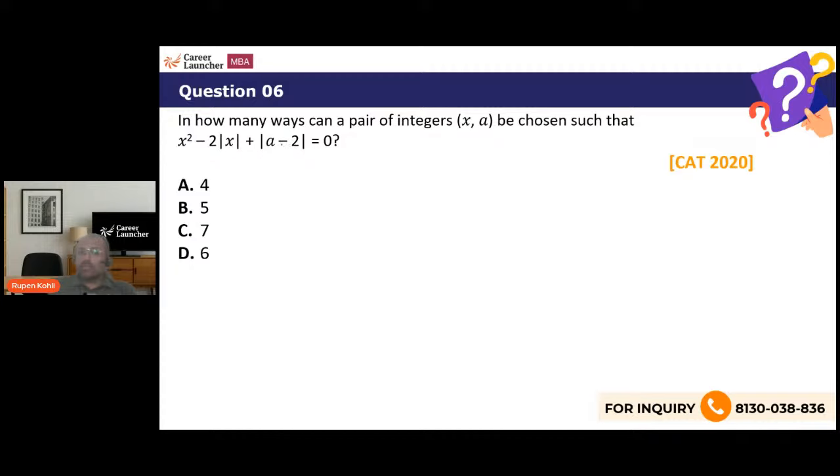You see, a modulus function is never negative. So whatever this expression is, x square minus 2 mod x has to be negative. Only then could they add up to 0, right? It cannot be that this x square minus 2 mod x is positive. Not possible. And remember, the question has the integer constraint. We are looking for the number of solutions, where x and a are integers.